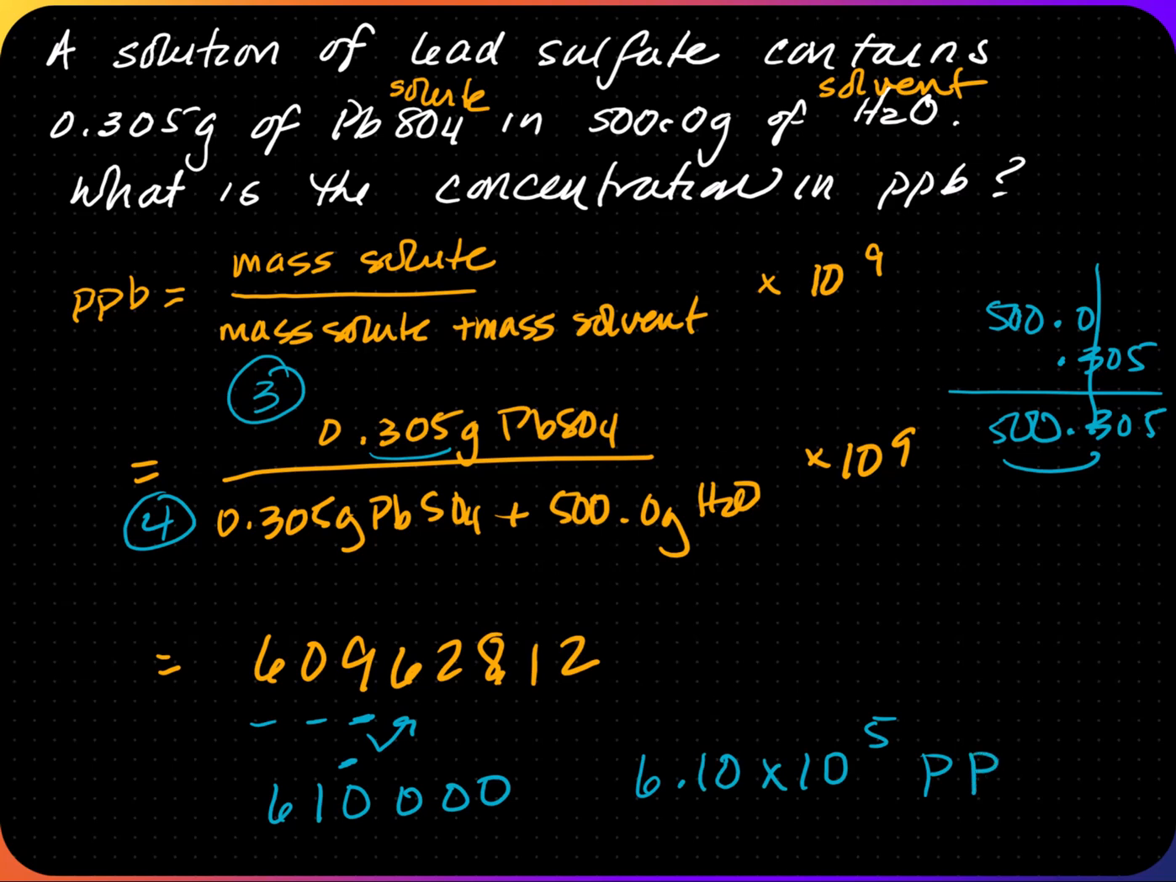This is going to be parts per billion. If you put a decimal anywhere along this, it will make all the zeros significant. So that means you're going to have 6 significant digits. So to avoid that and make it 3, I write it in scientific notation.